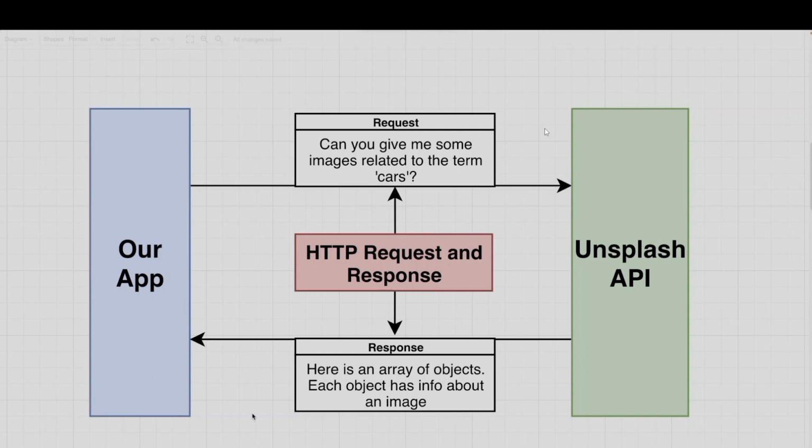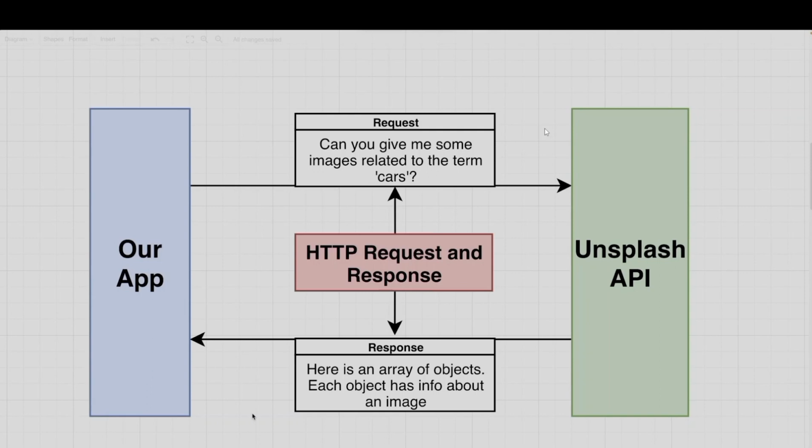First of all, our app gives, or you can say post a request to the Unsplash API asking that can you give me some images related to the term cars. So इसका मतलब है कि सबसे पहले whenever the user enters the name of anything, like suppose that a user enters the name of car in the search bar, and when he press enter we are going to post a request to the Unsplash API asking Unsplash API to give us an array which will have objects of car.